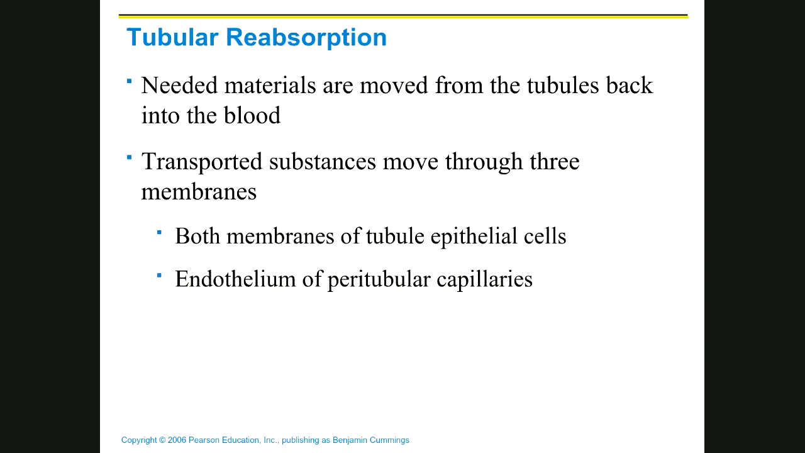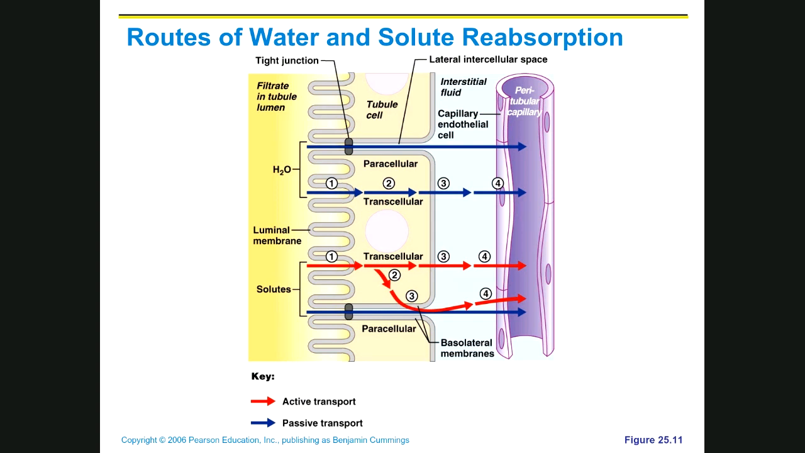So let's look at reabsorption first. Reabsorption means that it went through the filter and it's in the tube, but we don't want to excrete it. So we're going to have to get it out of the tube. In other words, we're going to take needed materials and move them from the tube back into the blood. So when we look at that, here's the tube right here. There's the filtrate and here's the blood. So we're going to have to take it out of here and put it into here.